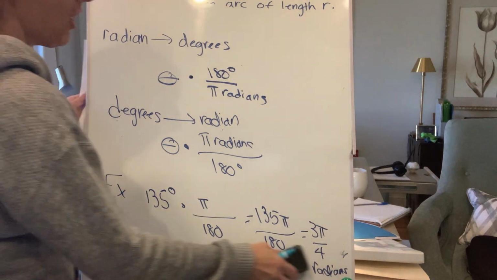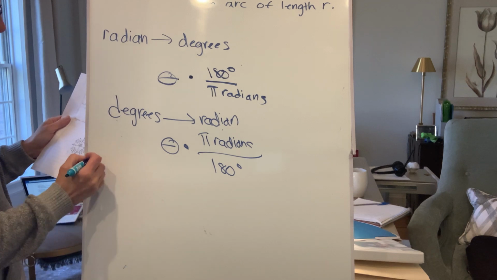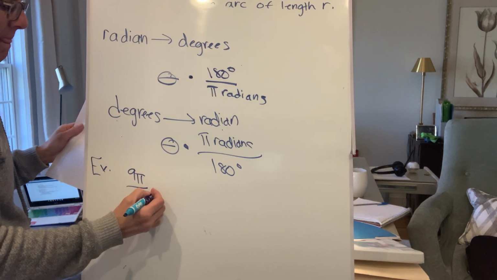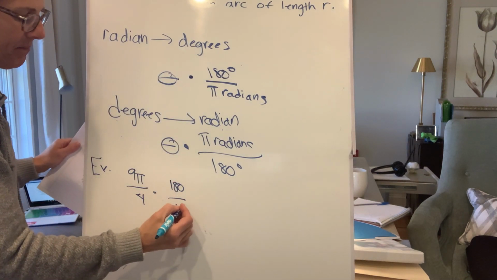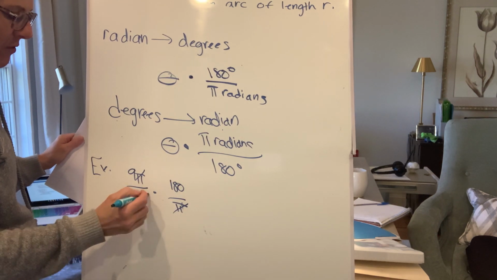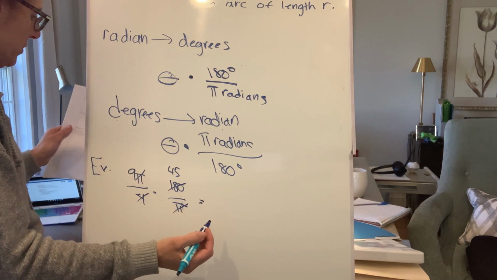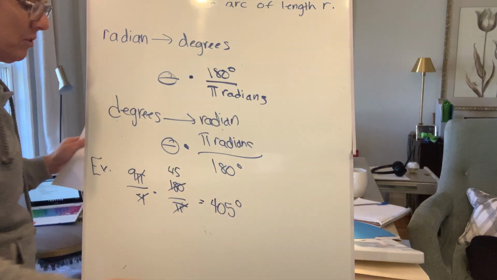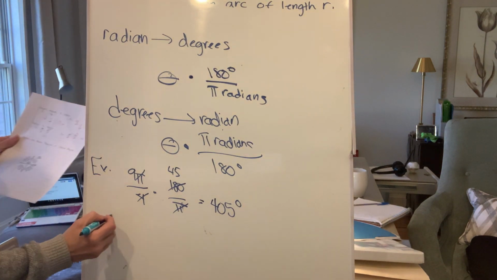If we start with radians and we want to convert it to an angle, say for example we start with 9 pi over 4, we're going to multiply that by 180 over pi. The pi's are going to cancel out. 4 goes into 180 45 times. 9 times 45 is 405. So I get 405 degrees.